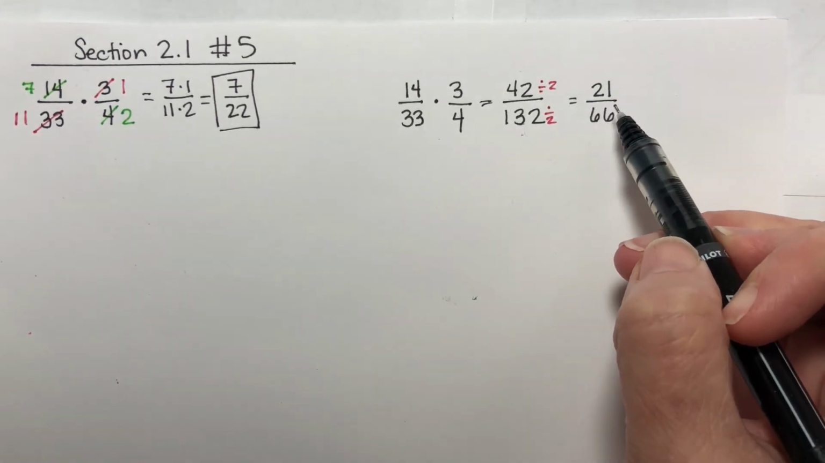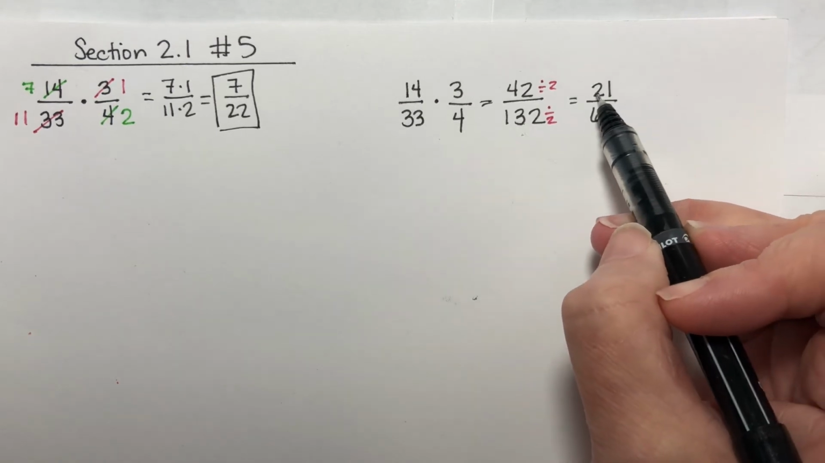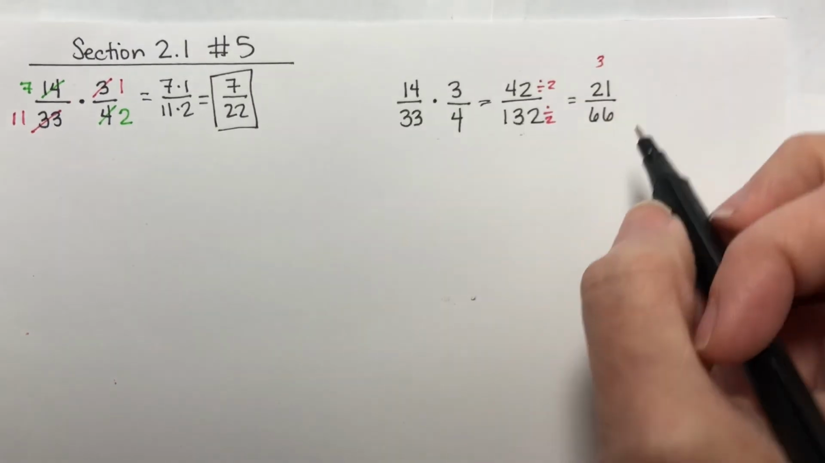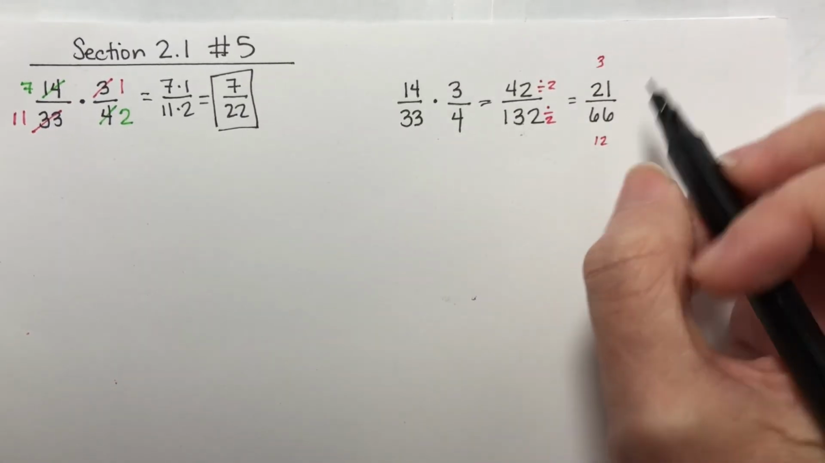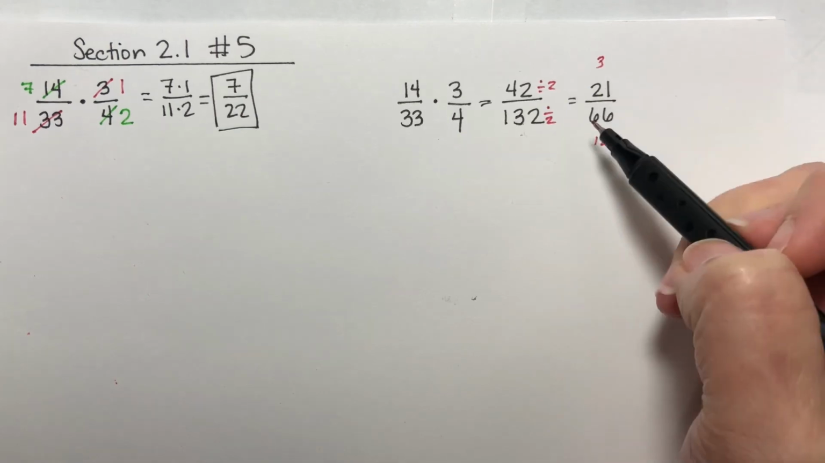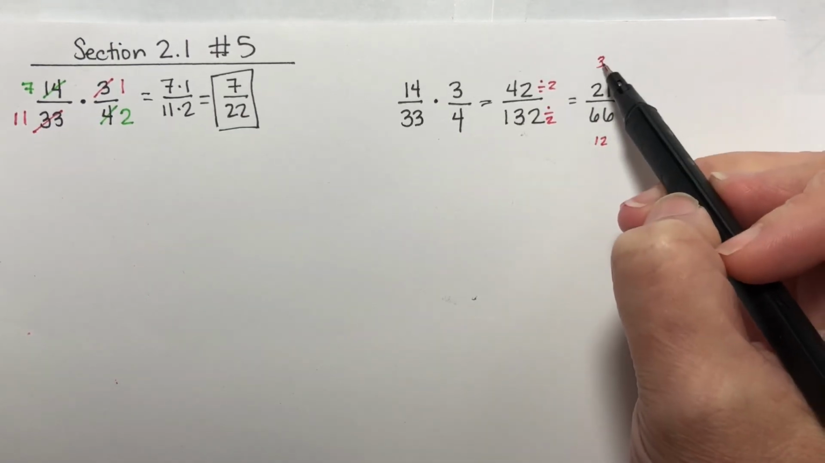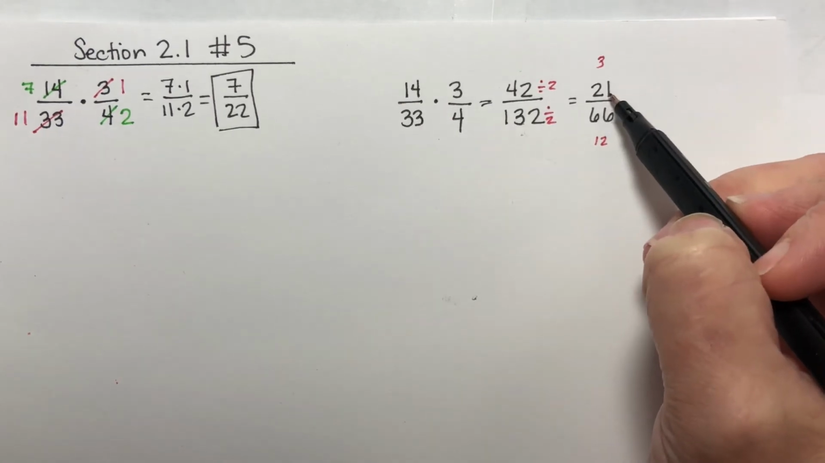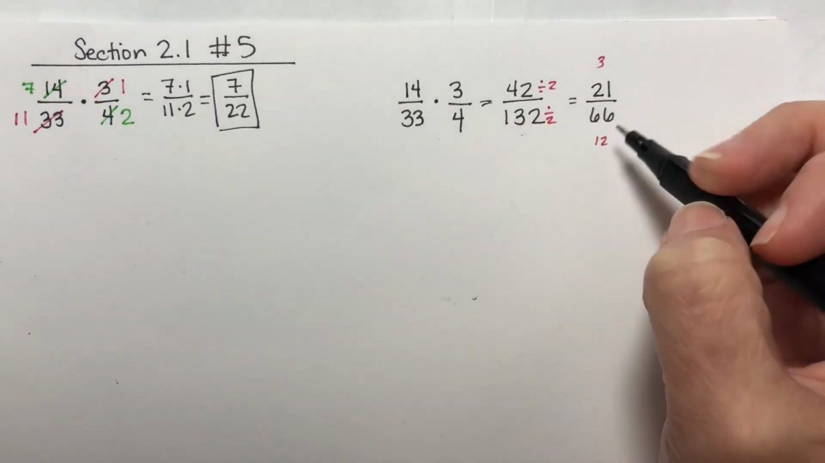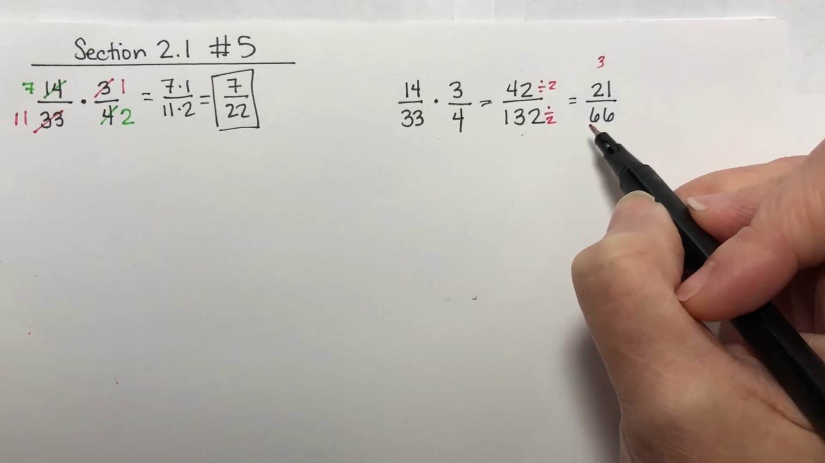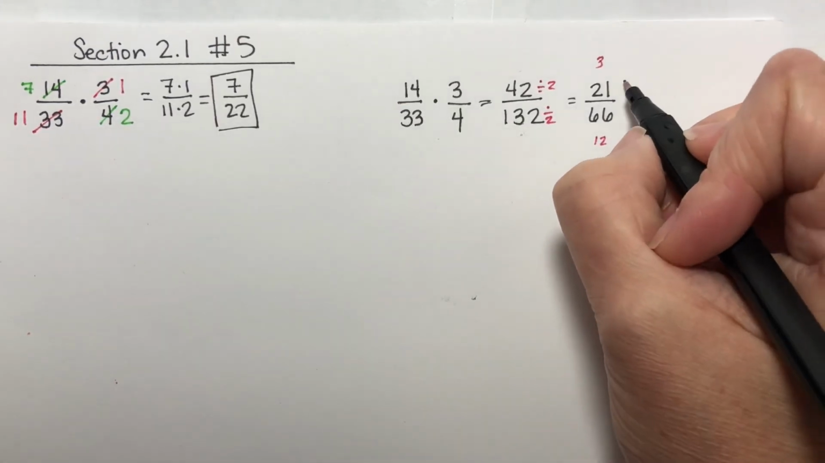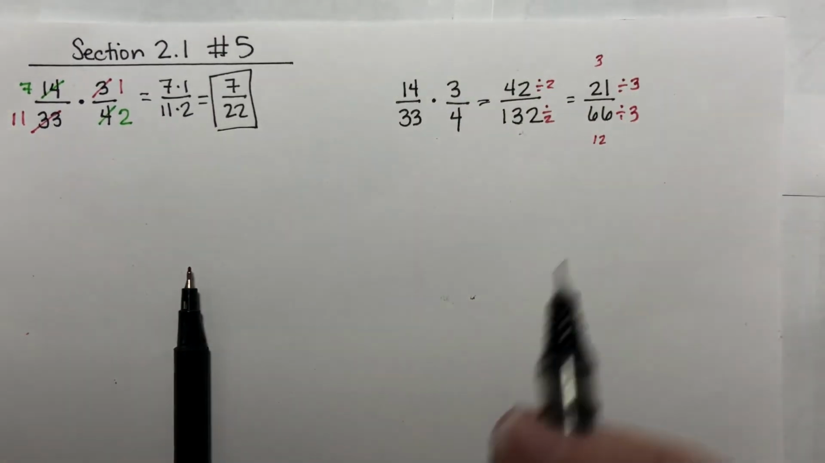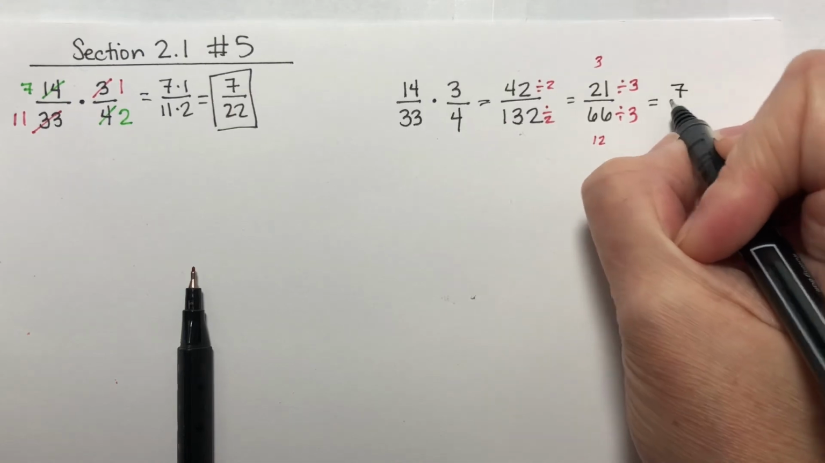One of the rules for deciding whether or not something is divisible by 3 is to add your digits together. 2 plus 1 is 3. 6 plus 6 is 12. And then ask yourself, well, does 3 divide evenly into 3? Yes. After you add the digits together, if 3 divides into what you have, 3 divides into the whole thing. So 3 does divide evenly into 21. 3 divides evenly into 12, so 3 divides evenly into 66. So divide both by 3. And again, you get 7 over 22.